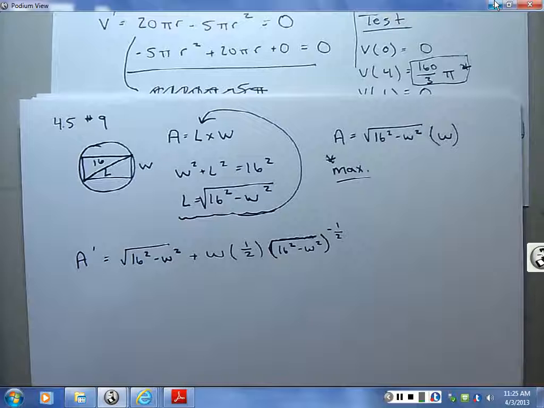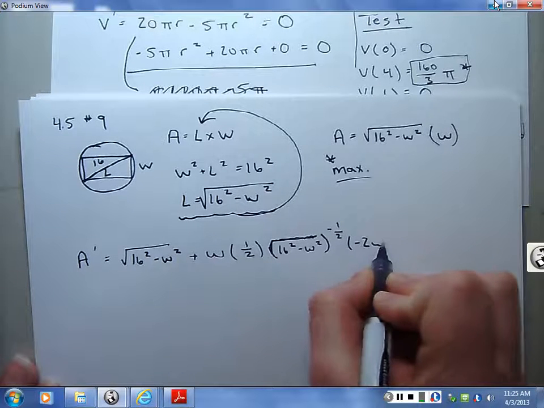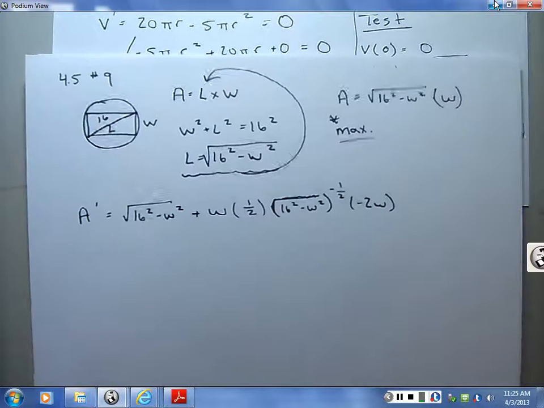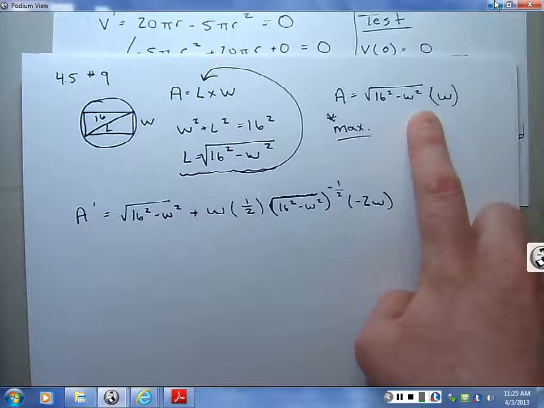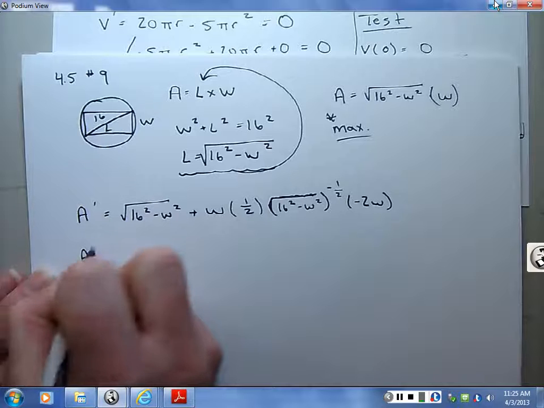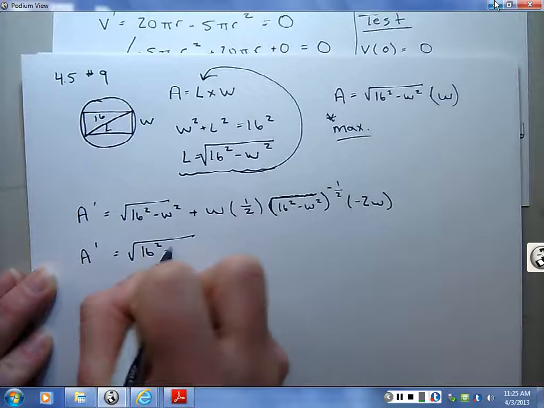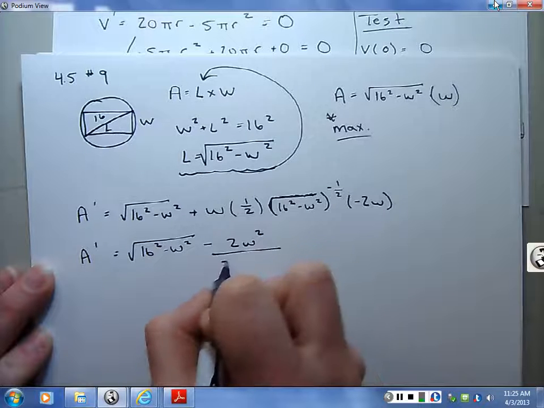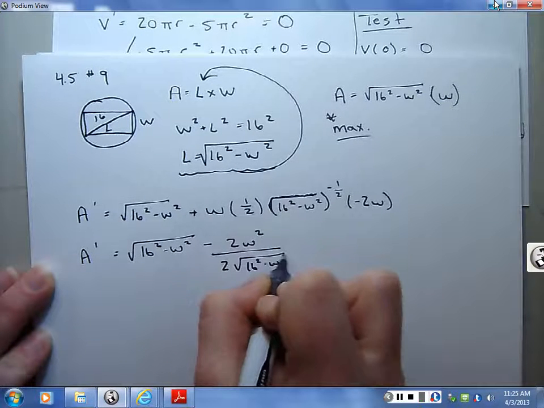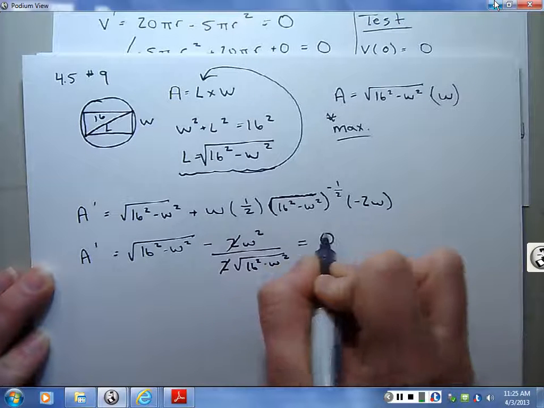What am I missing? The derivative of the inside. That's probably the most common mistake in these types of problems: forgetting to do the chain rule here. So I'm missing minus 2w. At this point in calculus, you should be somewhat comfortable taking a derivative of a function like this. So I'm going to write this a little nicer. Minus 2w squared over 2 times the square root of 16 squared minus w squared. So the 2's cancel. And I'm going to set this equal to 0.